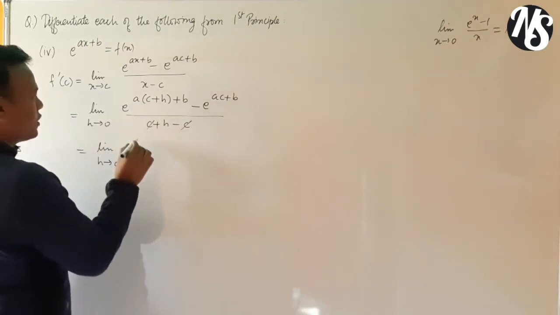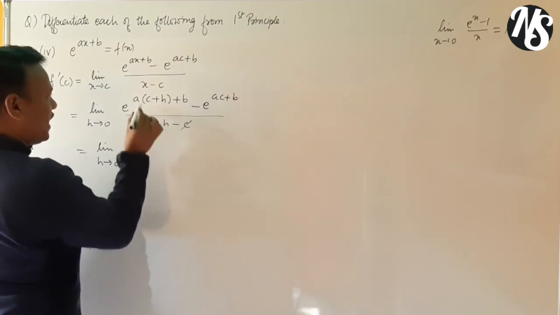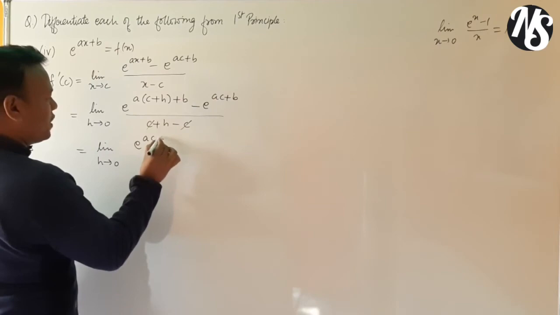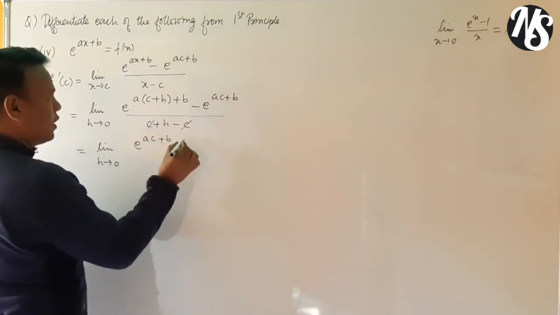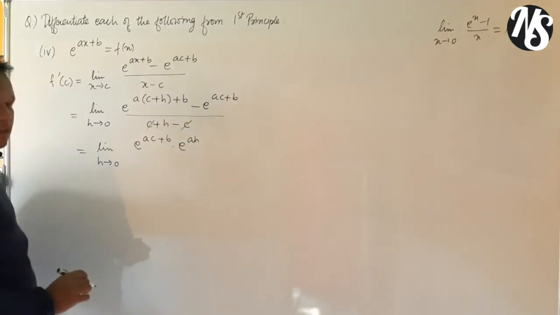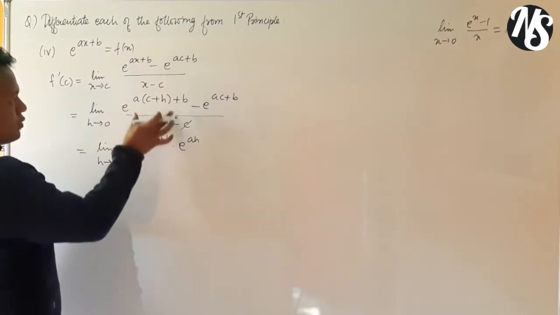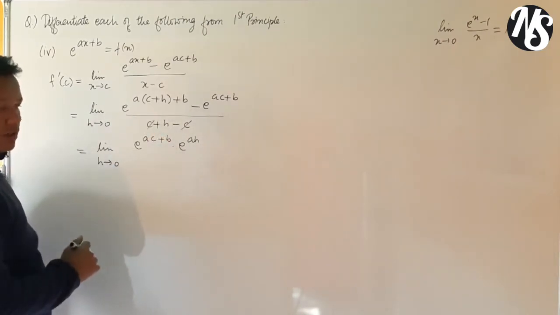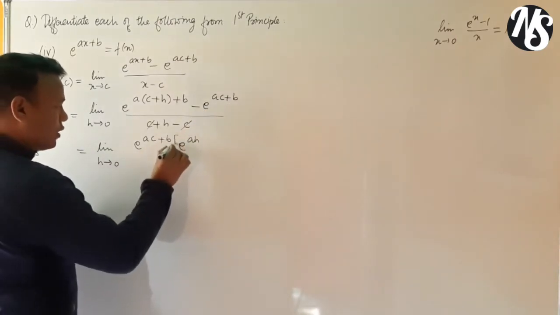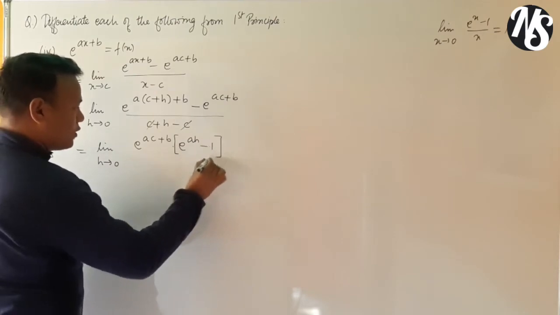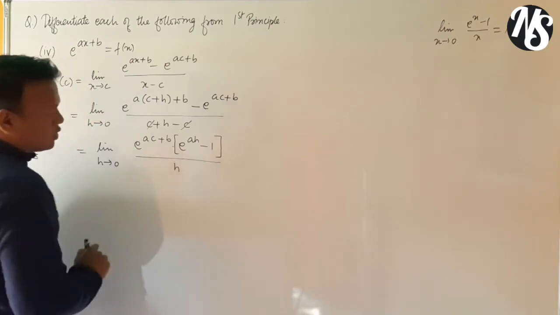So let's see how much this is. So this is e to the power ac plus b, I'm keeping it this much, into e to the power ah. Can I do that? Yes, because ultimately if you combine these two, you will get this much only. Please check. Okay, and you see that this is present here as well, isn't it? So if I take this as common, then I can write this as this much, divided by h.